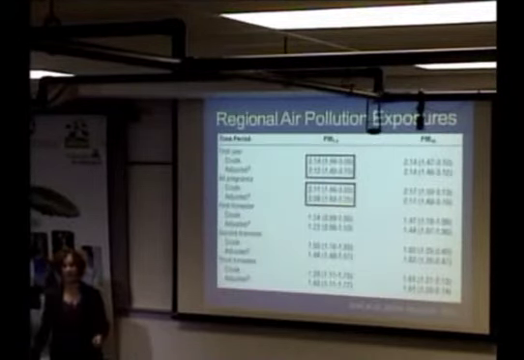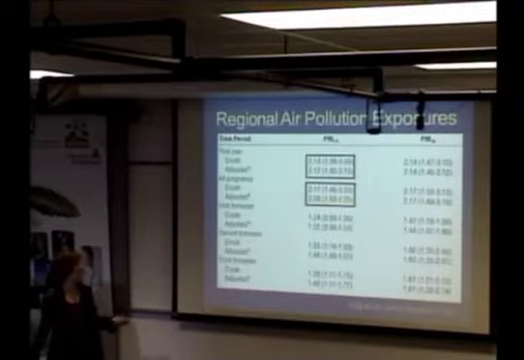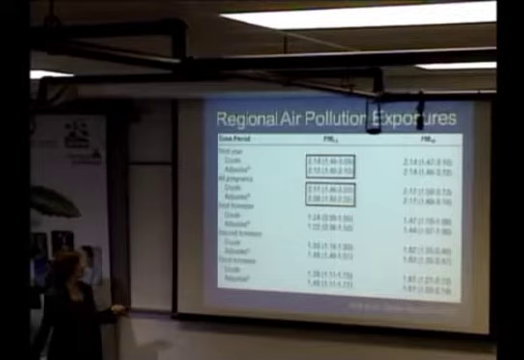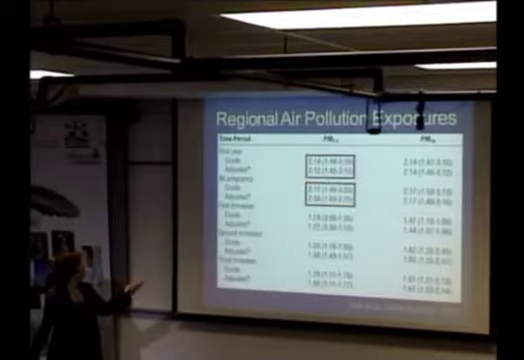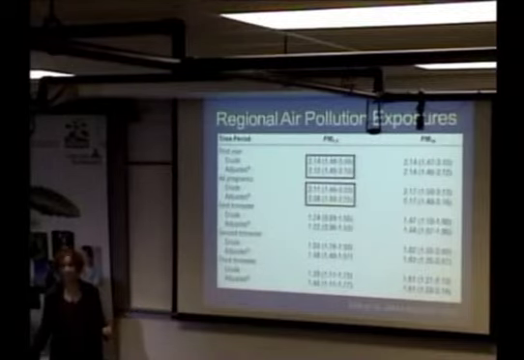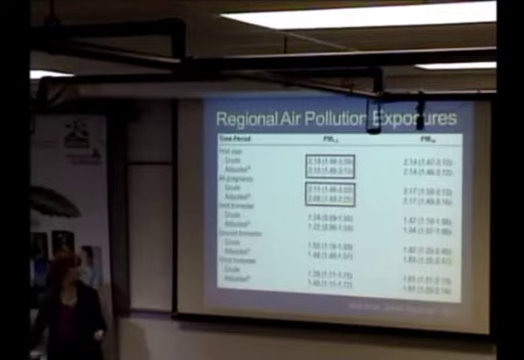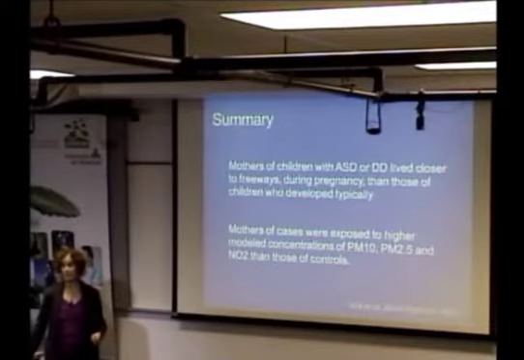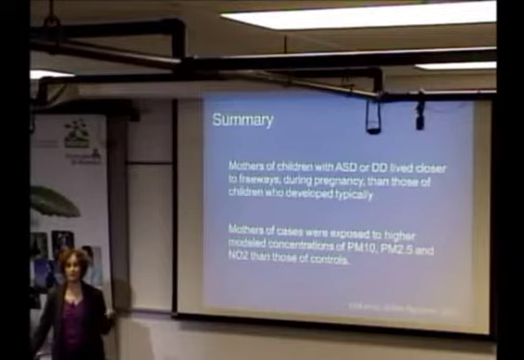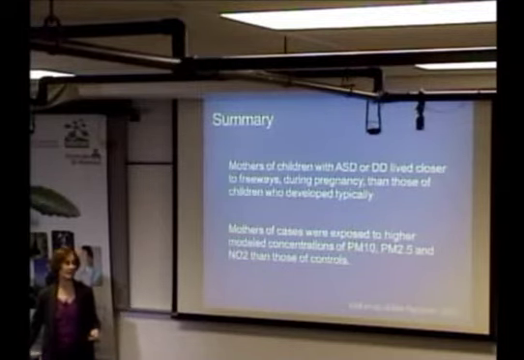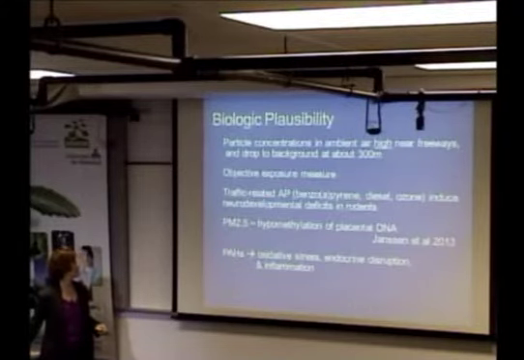And then looking at the actual estimated modeled exposures, we see that there was an elevated odds ratio for the first year of life and for the pregnancy period of around twofold, even after adjustment for sociodemographic factors, and somewhat lower risks during each of the trimesters separately. So we were seeing an association both with this distance to freeway and the regional air pollutant measurements, with cases having higher than the controls.